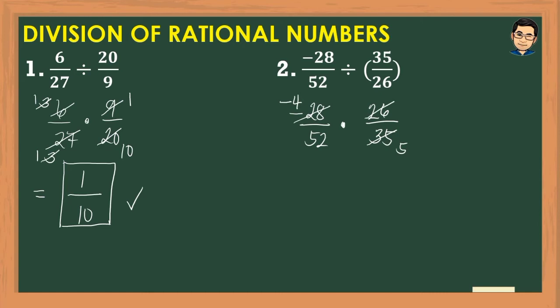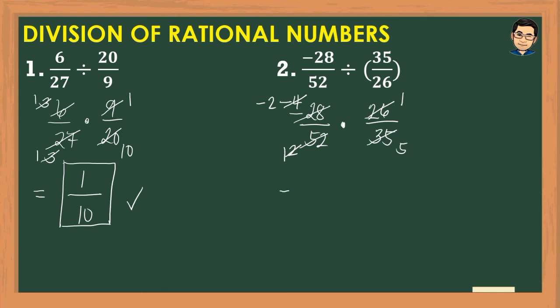So this will become 1 and then this will become 2. So what else? So yung negative 4 tsaka 2, pwede pa rin po natin yang i-cancel out. So ang negative 4 and 2, ang GCF po nila is 2. So negative 4 will become negative 2. And then 2 will become 1.